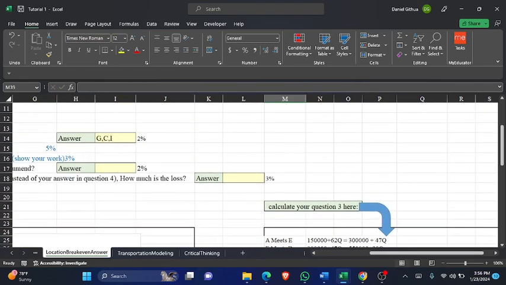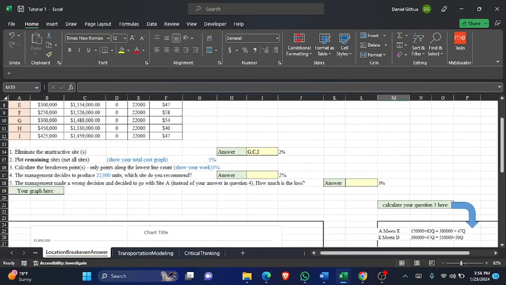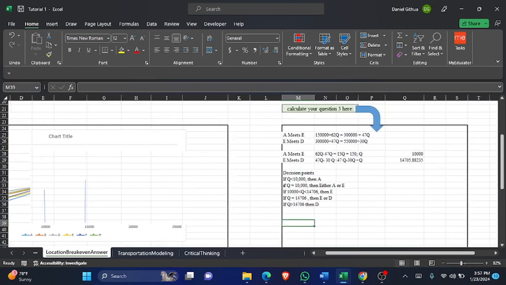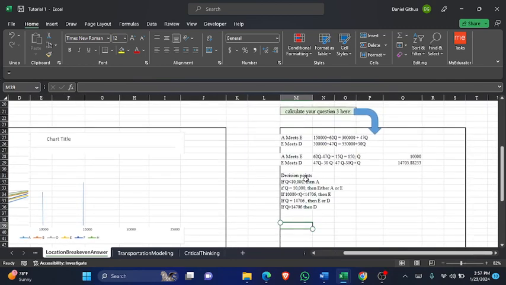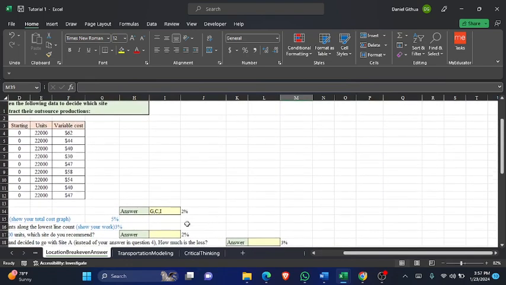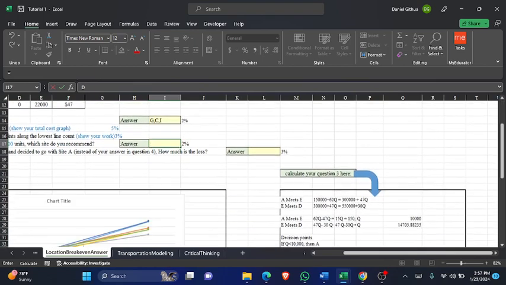Now we come to this question. The question is asking, the management decides to produce 22 units. Which site do you recommend? Now we use the decision that we have here. We can see A is out of the picture. Now we are remaining with E and D. So if the quantity is greater than 14,706, then since they have decided to produce units greater than 14,706, the best site for them will be site D. So D is the best site where they can run it. Since 22 is greater than 14,706.